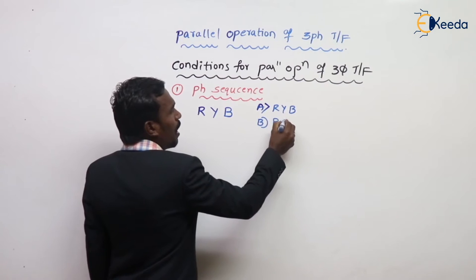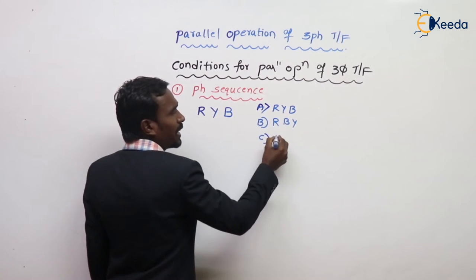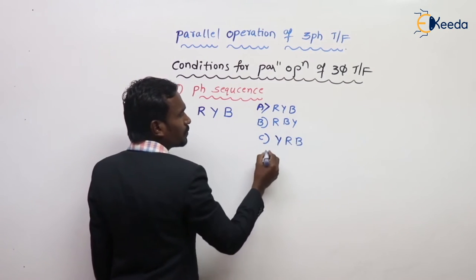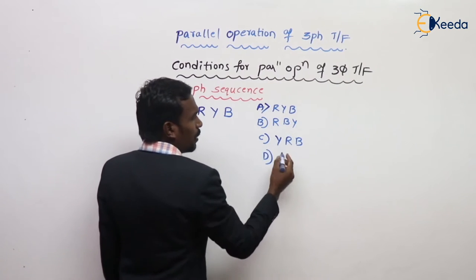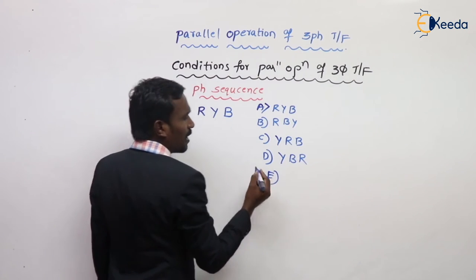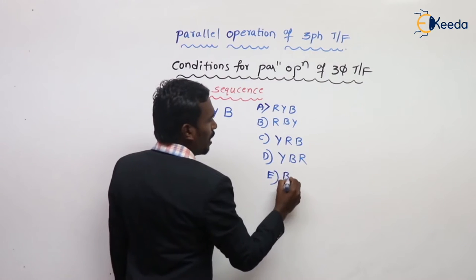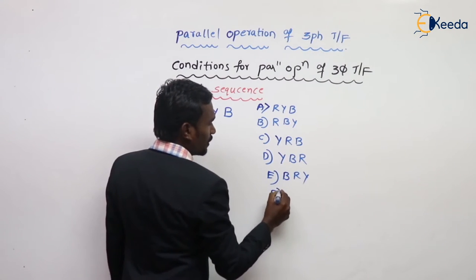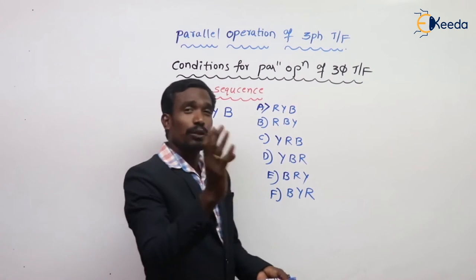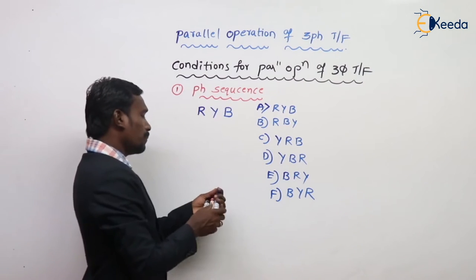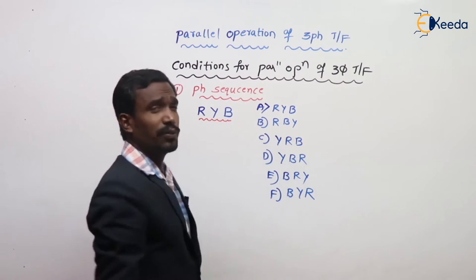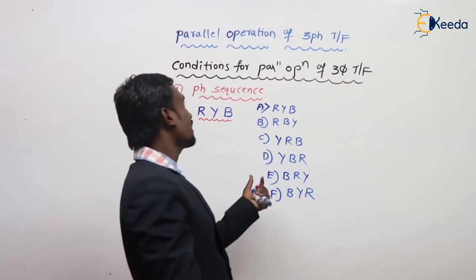Option B, RBY. Option C, YRB. Option D, YBR. Option E, BRY. Option F, BYR. These are the options. Of course, they will give you only four options. So tell me, for example, the first phase sequence is RYB. Then what is the next phase sequence? Which of the following are the correct answers? Like that, they will ask you a question.